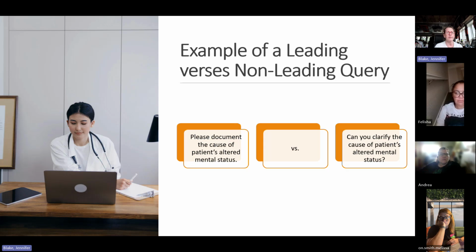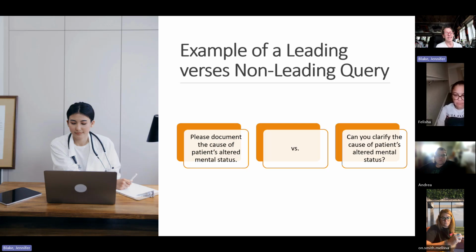So here's an example of a leading query versus a non-leading. A leading query would say, please document the cause of the patient's altered mental status. So I'm asking them to document. The better way to write it so it's not leading would say, can you clarify the cause of the mental status? So I'm asking them to clarify.